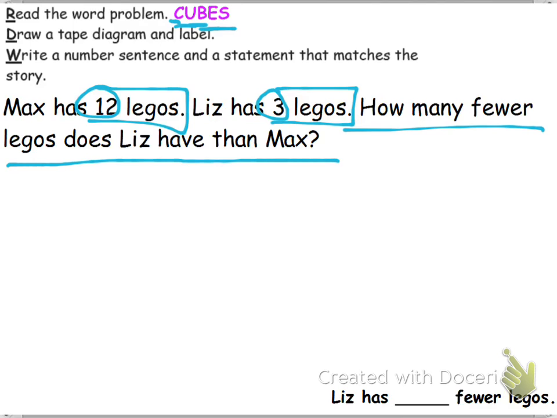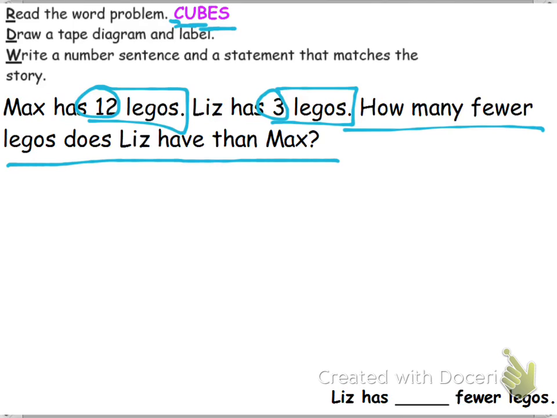Okay, so now I know that Max has 12 Legos and Liz has 3 Legos. So we have to figure out how many fewer Legos Liz has than Max. So we have to compare Max's Legos to Liz's Legos by using a tape diagram. So we're going to ask ourselves the $1,000,000 question. Does this word problem tell us the whole?